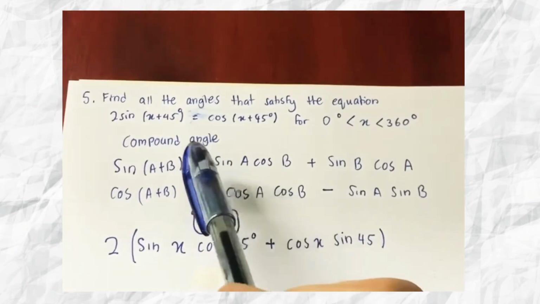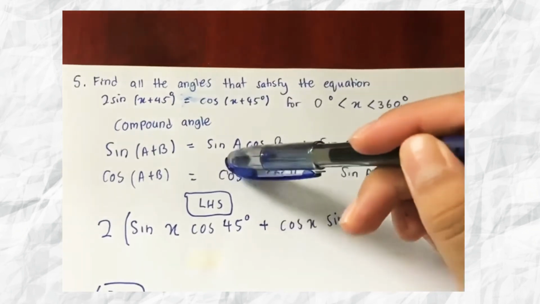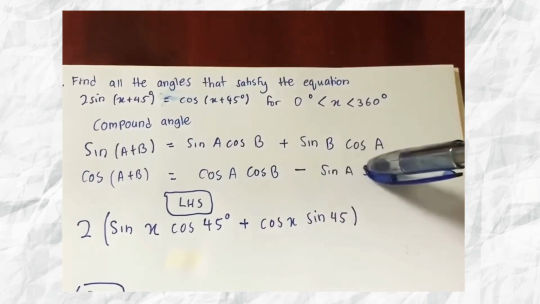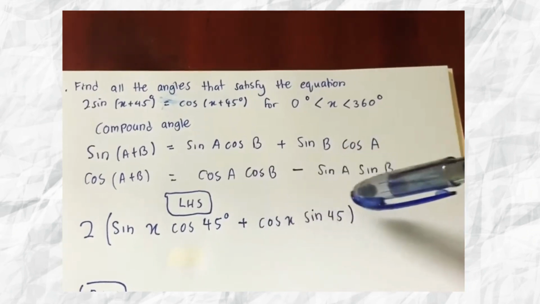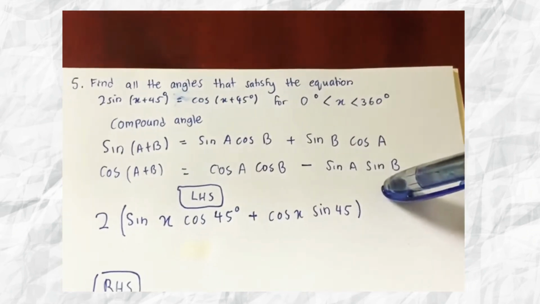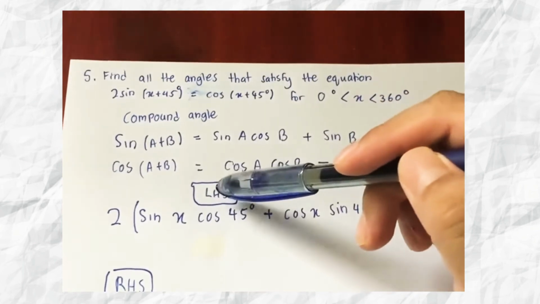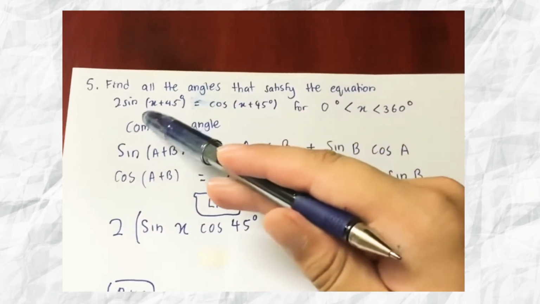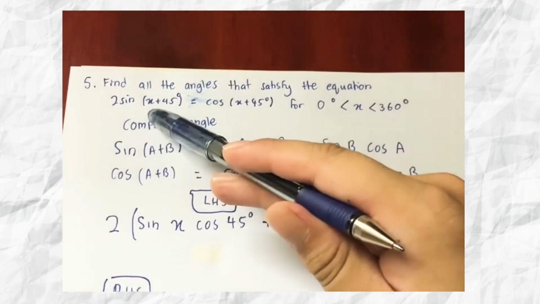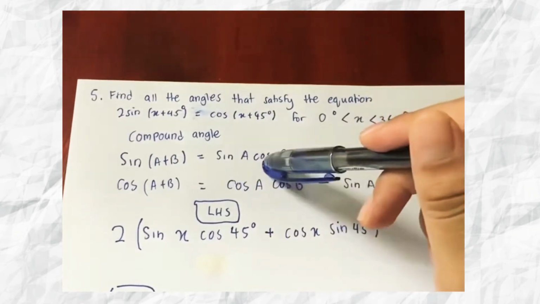And we have to know the compound angle formula. For sin(A + B) it is sin A cos B + sin B cos A, and for cos(A + B) it is cos A cos B minus sin A sin B. So I'm going to divide this first part into left hand side and right hand side. Left hand side: 2 sin(x + 45). We just have to substitute the values in.